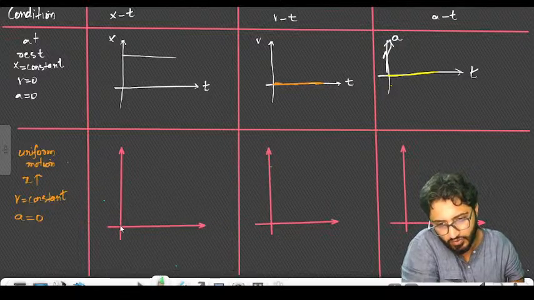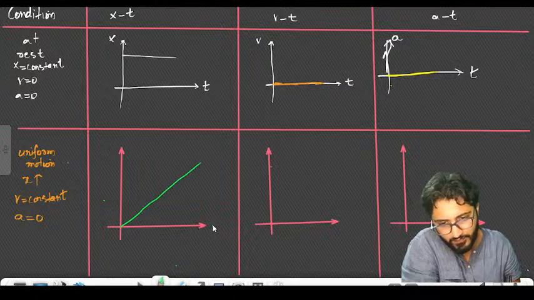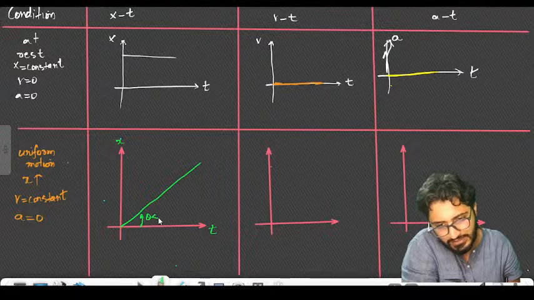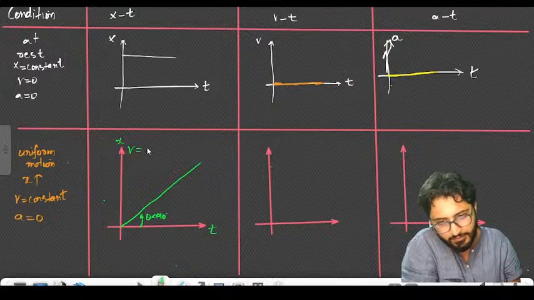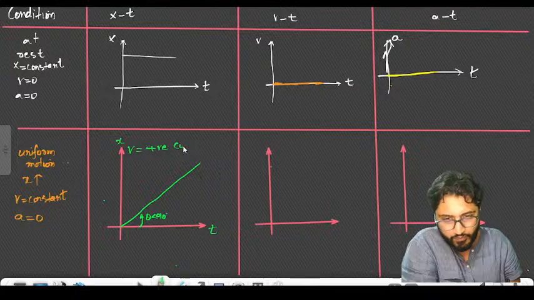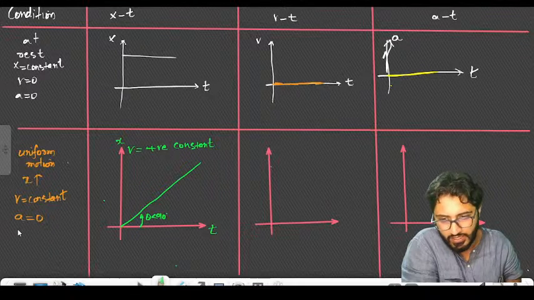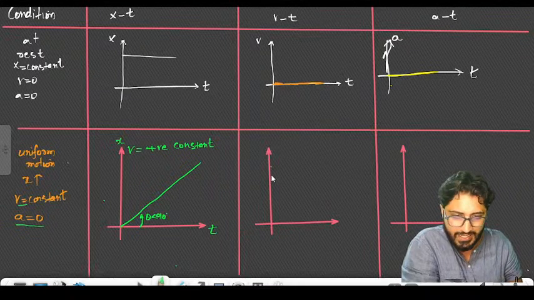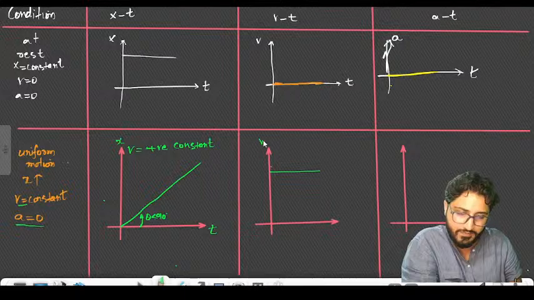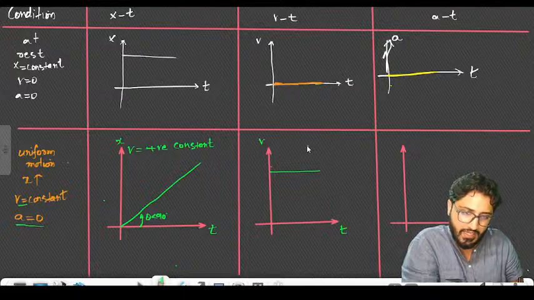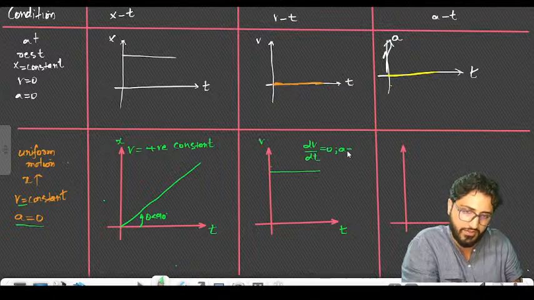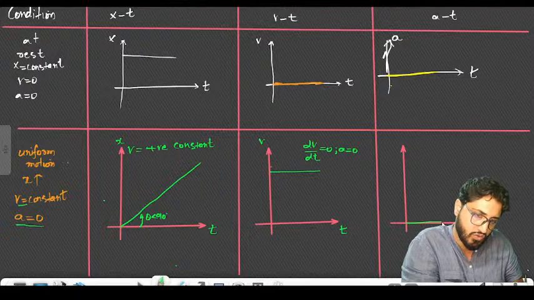Uniform, right? So you will write like this. XT. You can see here theta is less than 90 degree. So dx by dt is v. So v is constant but positive. So x is increasing. So here a is 0, v is constant. So you can write here dv by dt is equal to 0. That means acceleration is 0. If my acceleration is 0, so the graph will look like this.